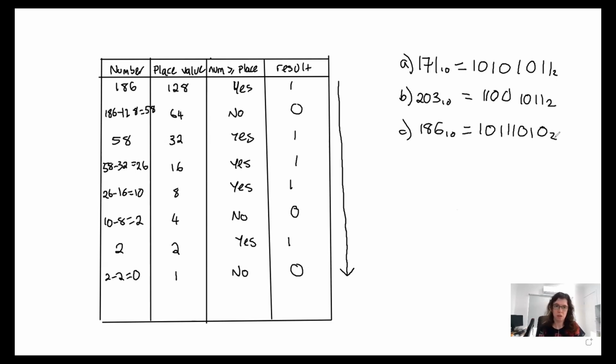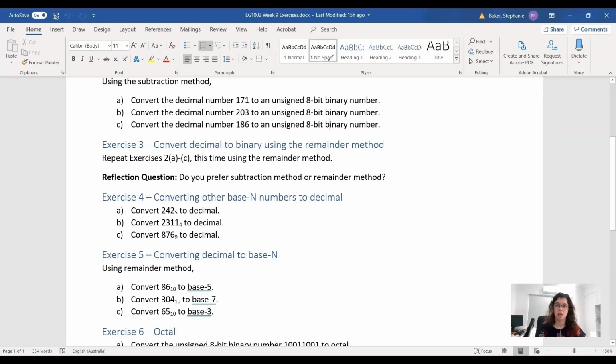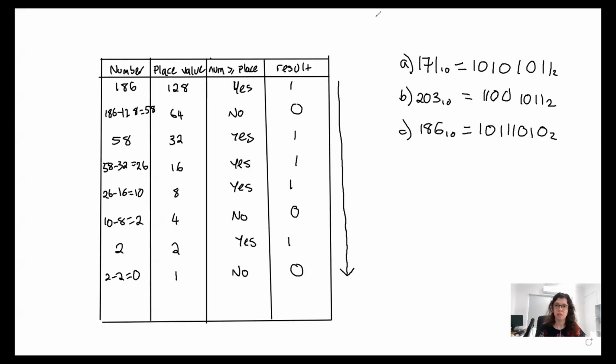So that's our subtraction method of converting binary to decimal. Now, the other method for doing this is the remainder method, and that's what the next question is all about. I'll go through it, but we're going to do those exact same 3 numbers so that you can see that we get the same answer using the remainder method. So let's share the whiteboard again. I'll clear all of this.